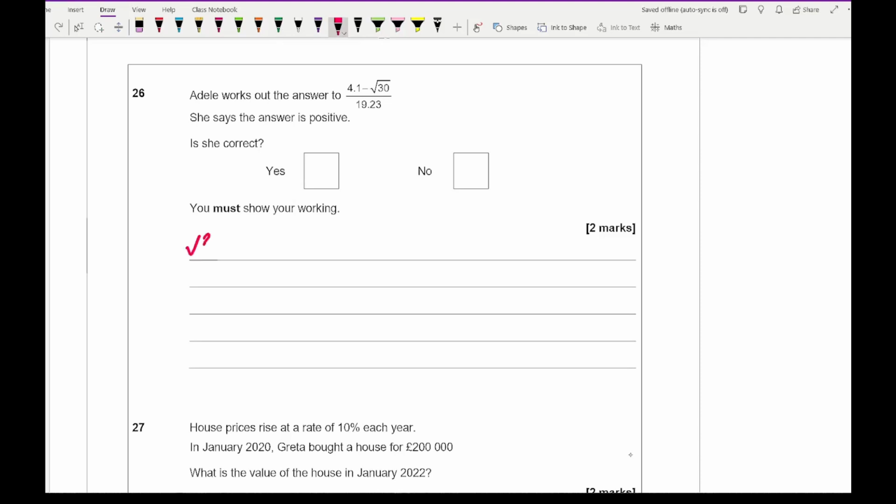Now, root 30 is between 5 and 6. And the reason why we know that, because what number can you square root? Square numbers. What square number is 30 in between? Well, it's between 25 and 36. So that means that the answer must be between 5 and 6. So therefore, 4.1 minus a number that's between 5 and 6 is always going to equal a negative number.